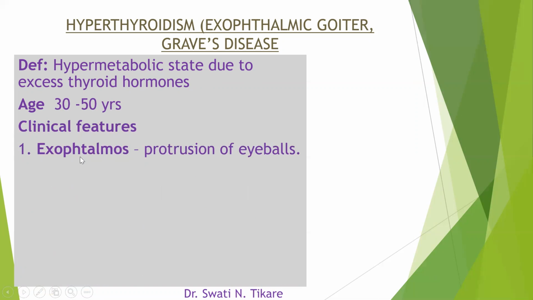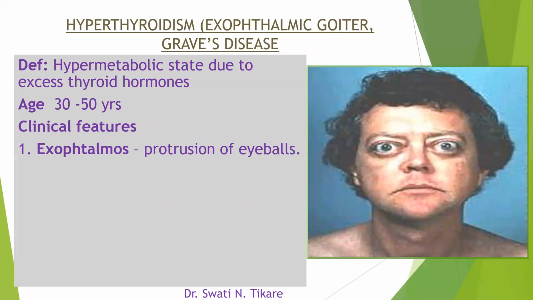The clinical features, most important one is the exophthalmos or protrusion of eyeballs. Let's see. Yes, this is a typical picture of a woman. So the women are more affected, and this is a picture of the exophthalmic goiter. So you observe her eyeballs. It's appearing as though they are protruding out, staring look. Okay, a staring look is created because the eyes are protruded.